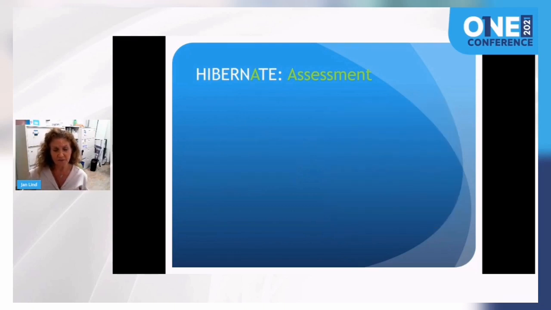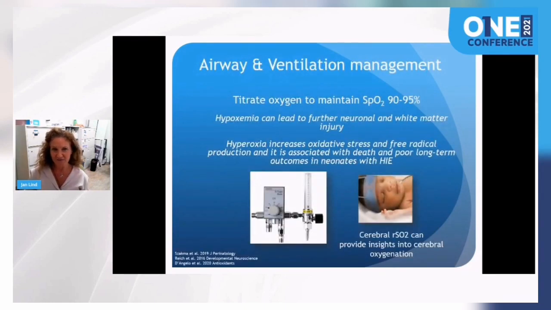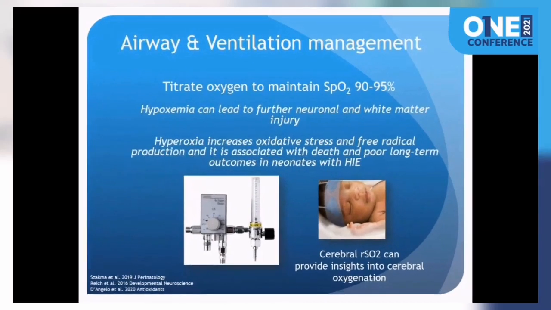And so, not forgetting, of course, our ABCs. When we're looking at airway and ventilation management, oxygen is titrated to oxygen saturations between 90 and 95. Not only do we want to prevent hypoxemia, which can lead to further neuronal and white matter injury, we also need to prevent hyperoxia, which can increase oxidative stress and free radical production, mainly reactive oxygen species.